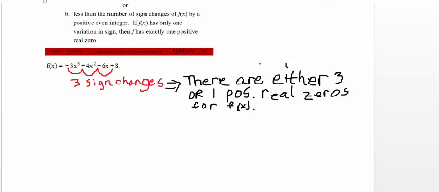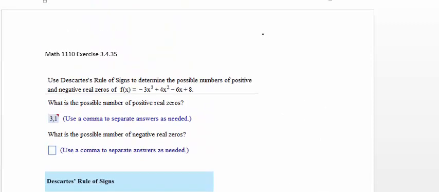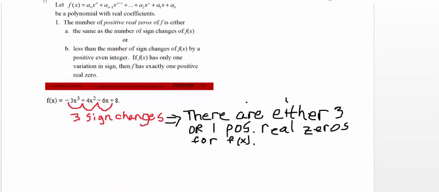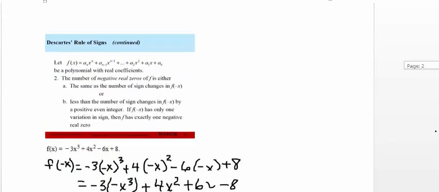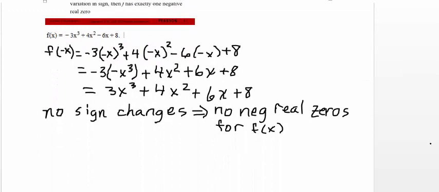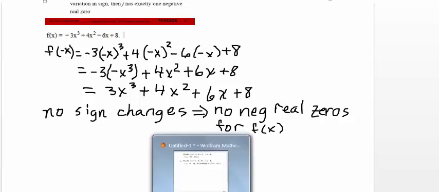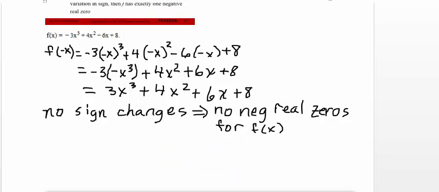So to sum it up, I have either 3 or 1 positive real zeros for the function, and I have no negative real zeros for the function. Now what's powerful about this is that this is really a powerful theorem to be able to just look at f of x and f of negative x and get this information. Let's look at the graph. Let's go to Mathematica and look at the graph of this.